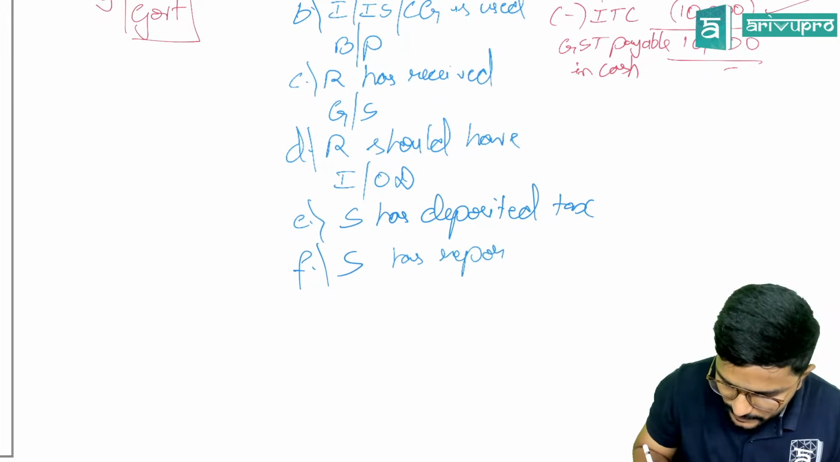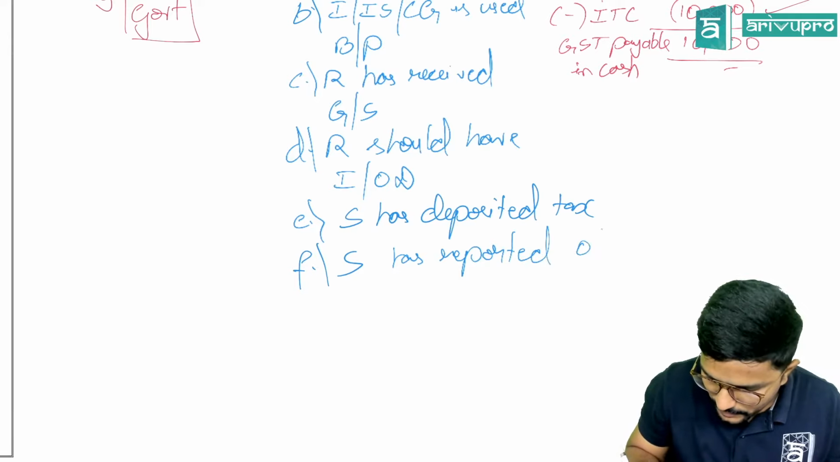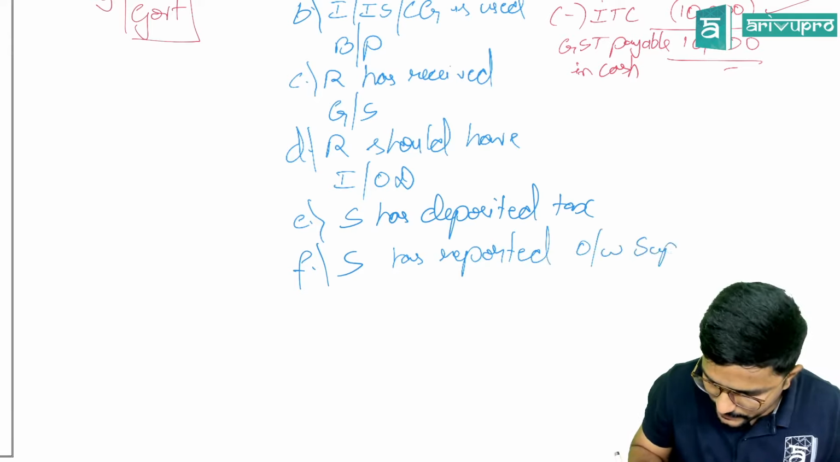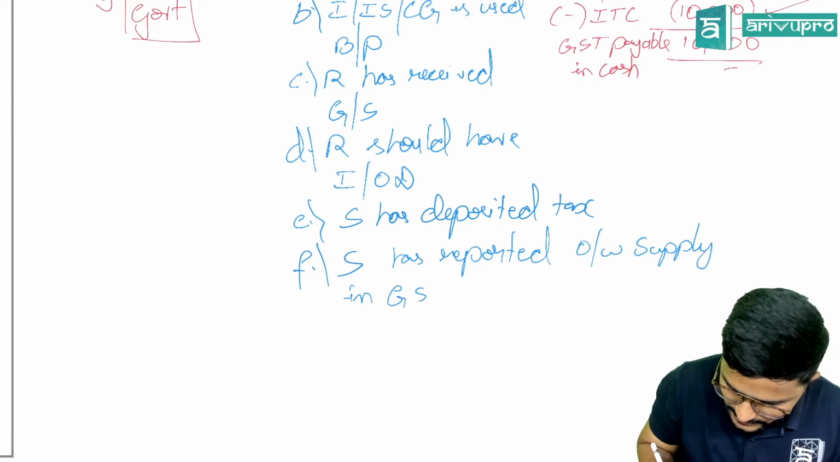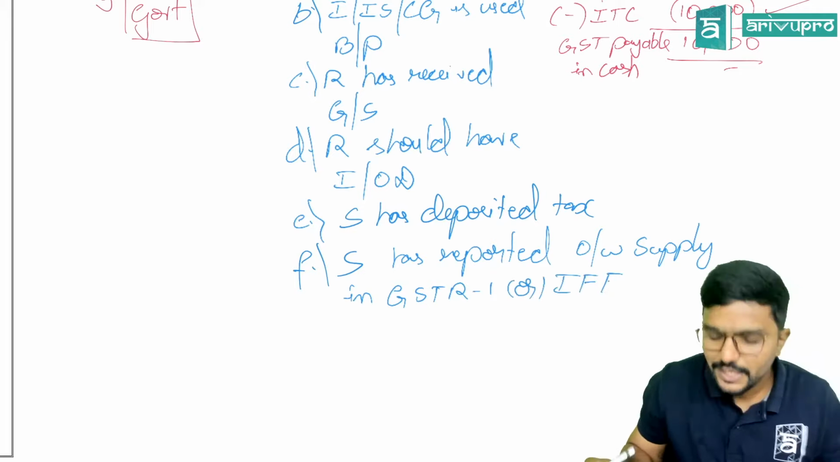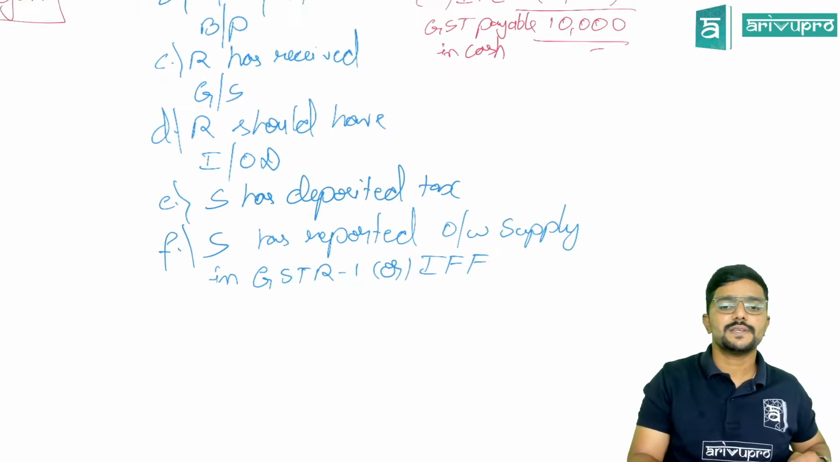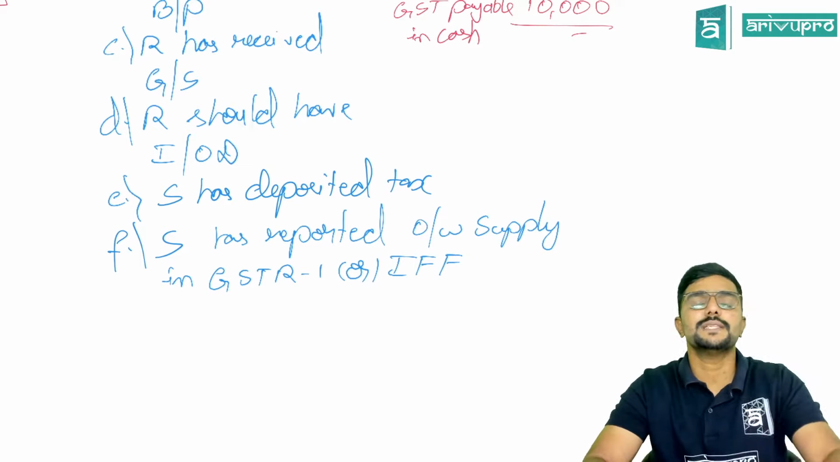So the supplier has reported the outward supply in GSTR 1 or invoice furnishing facility. Invoice furnishing facility. See guys, recently they have introduced one scheme called QRMP, quarterly return monthly payment.